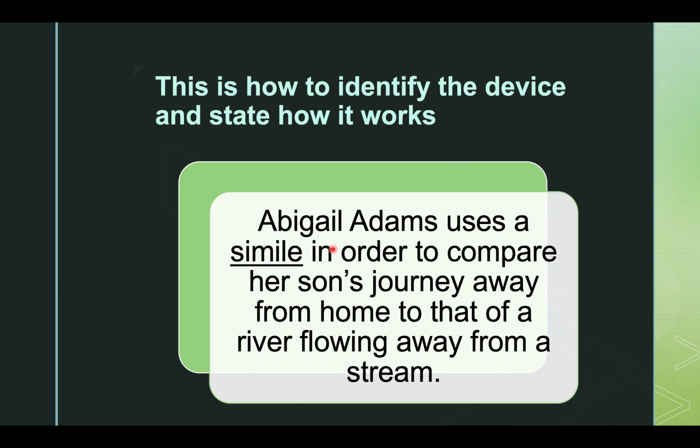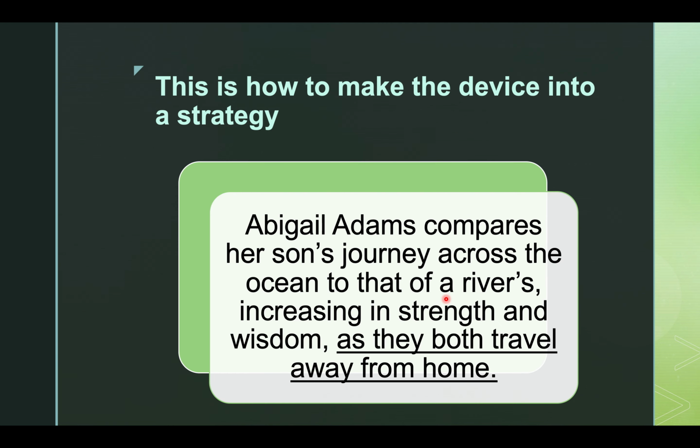Abigail Adams uses a simile in order to compare what? Her A to B, her son's journey to a river. I mean, it doesn't matter how many ways I say it. I'm essentially saying the same thing, which is she is using a simile. I'm not quite telling you what it does, or the meaning of the simile, or the implication of the simile, or the purpose of the simile altogether. So this is how to identify a device. Now, how to make that device into a strategy?